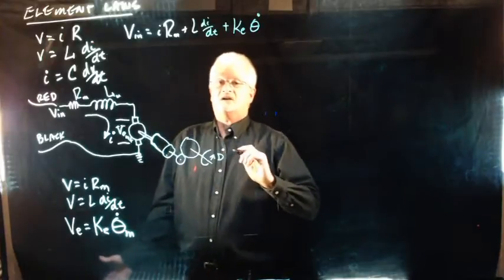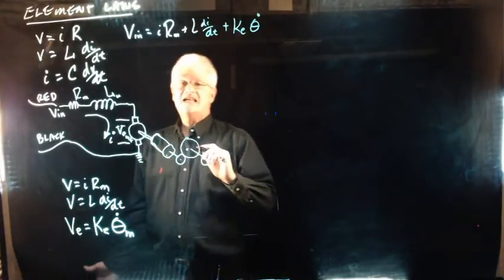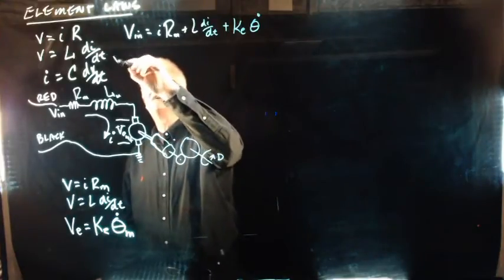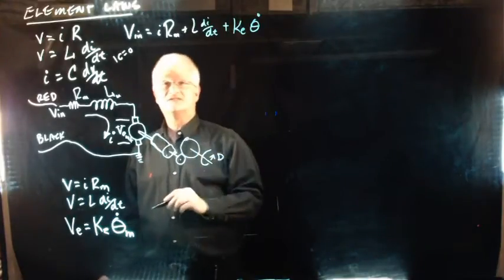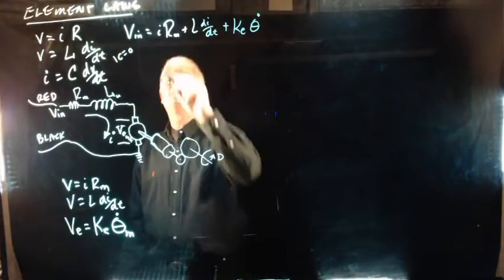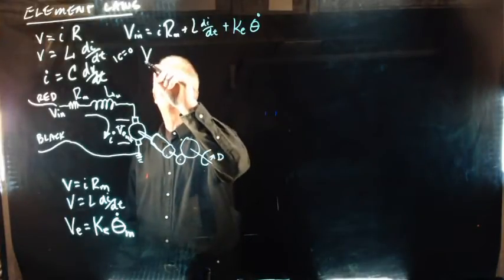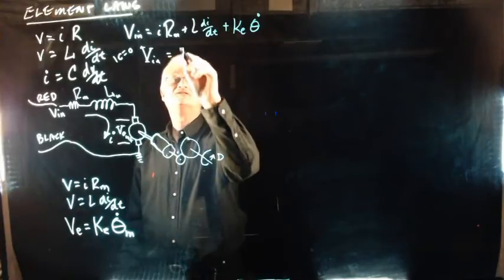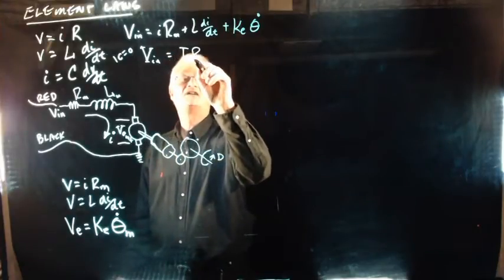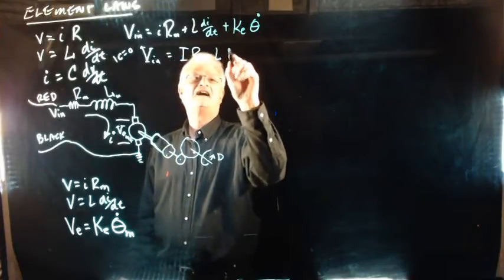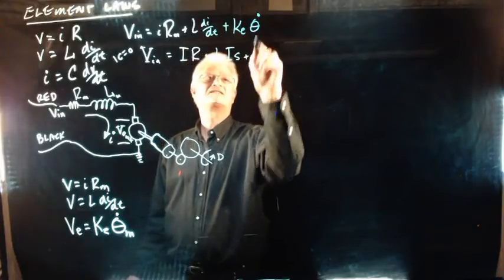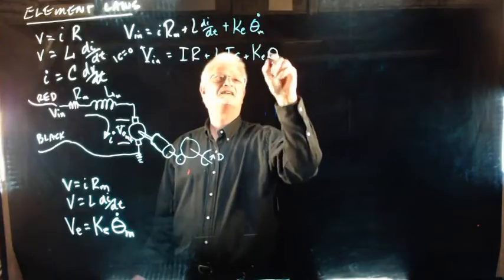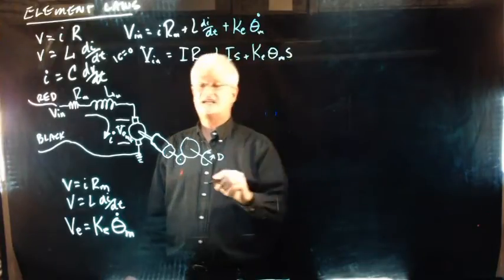Now, in the end, we're going to want a transfer function. As soon as we say transfer function, we're going to assume that all the initial conditions are equal to 0, and we're going to take the Laplace transform of this equation. So V in is equal to I R plus L I s plus K E theta M s. That's theta of the motor.